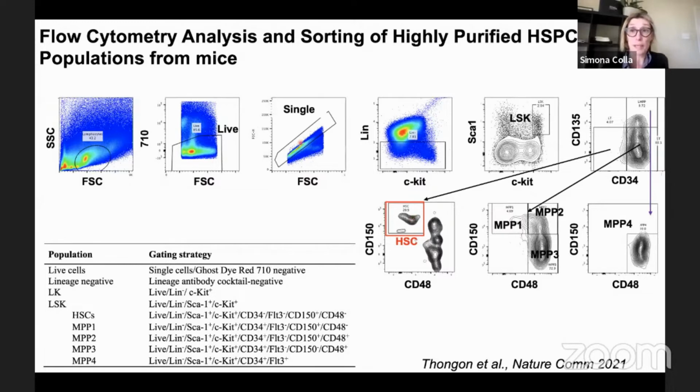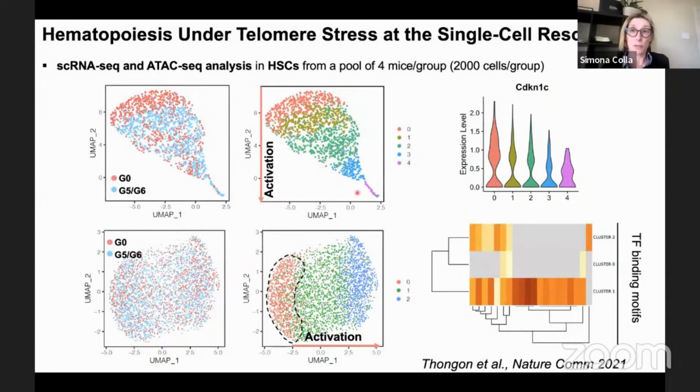So the most important thing is to set up a very clear panel in which you can clearly define a setting to sort the cells. And then this is the result. Using this setting, we were very good at sorting the real cells at the top, the stem cells, as you can see from here, and we were also able to sort the same cells for ATAC sequencing.